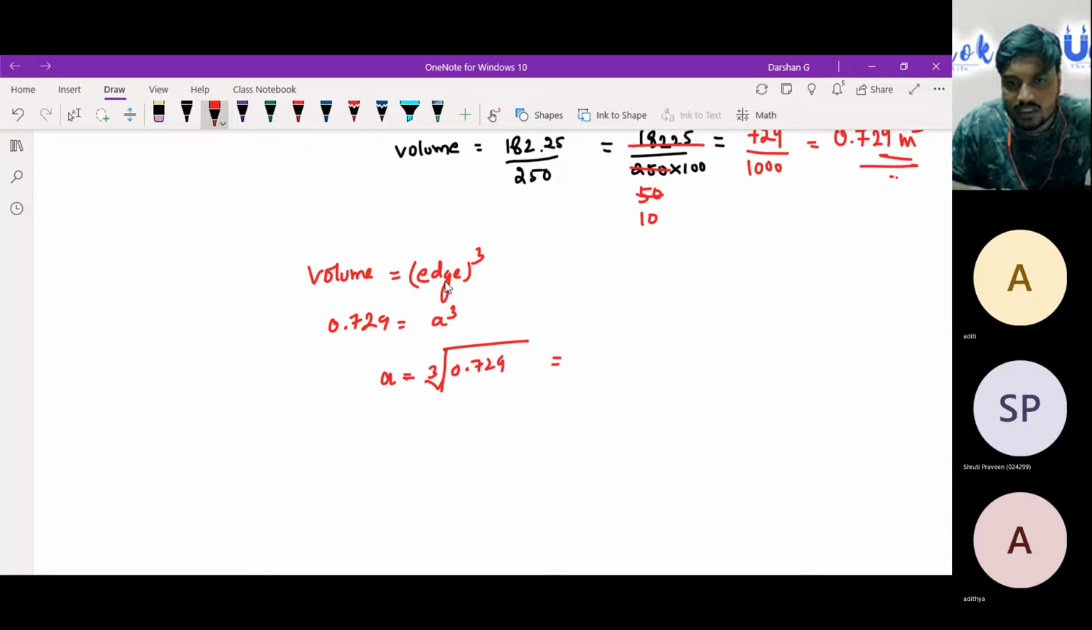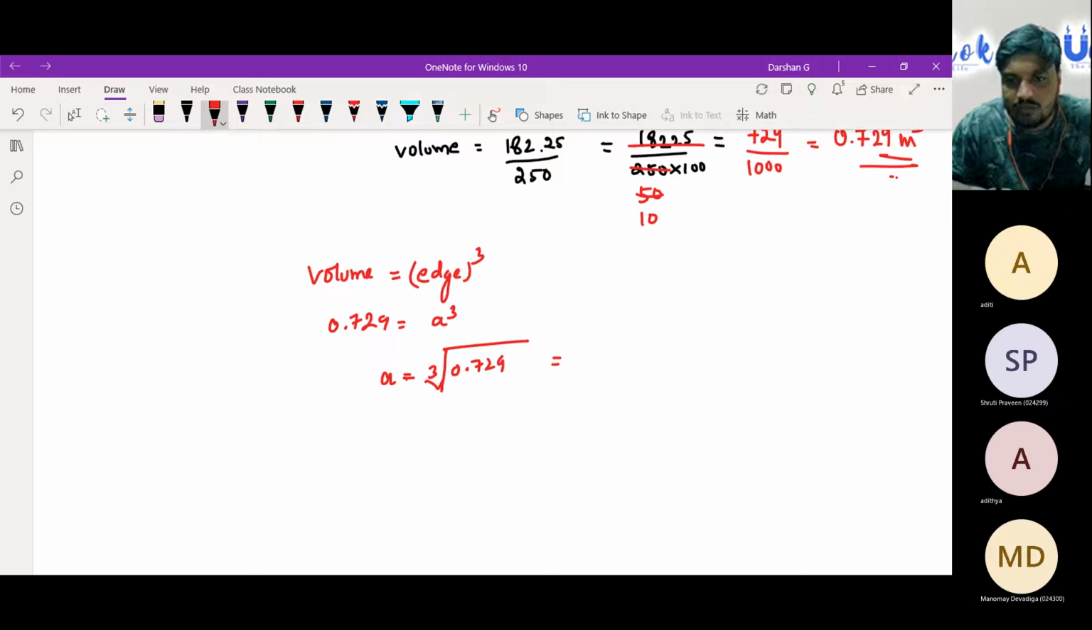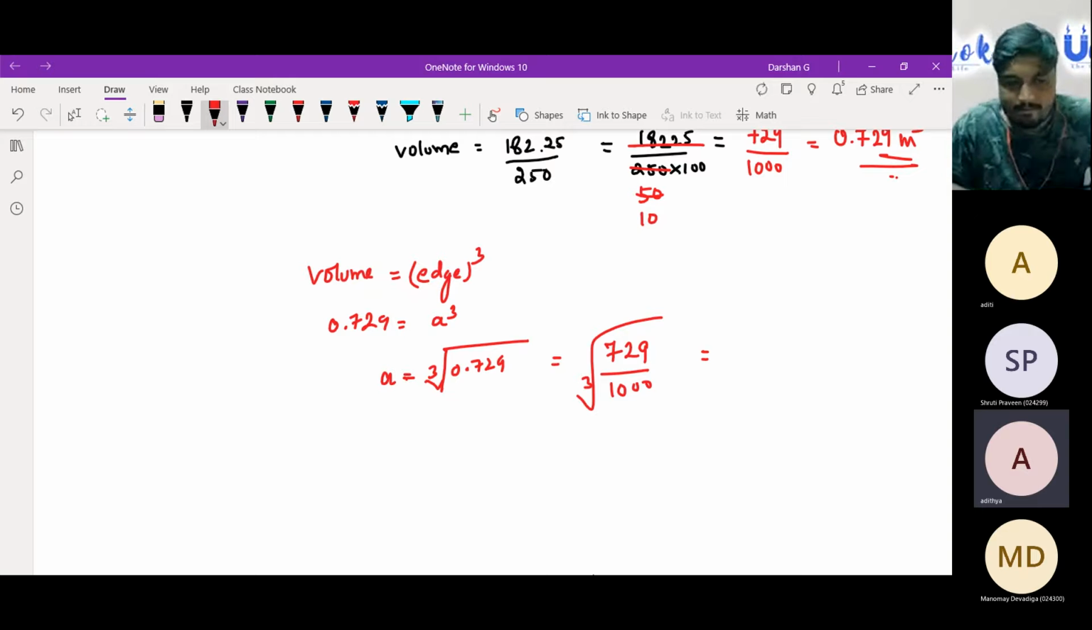How to do this part? Nobody knows? Find the factors. I can also do 729 divided by 1000 and take the cube root. Cube root of 729, anybody who knows? For 729, it's 9. For 1000, it's 10. So the answer is 0.9. Simple, right? You can use the same thing.